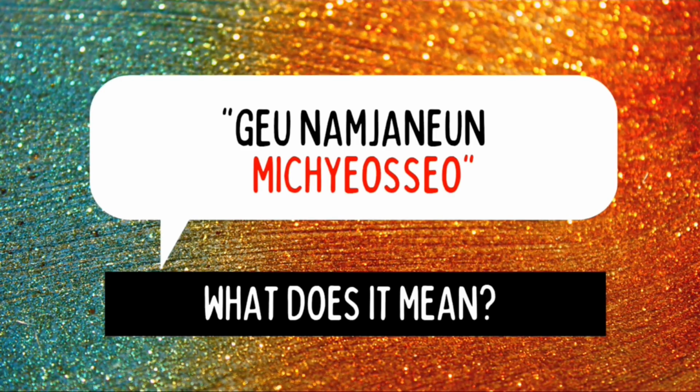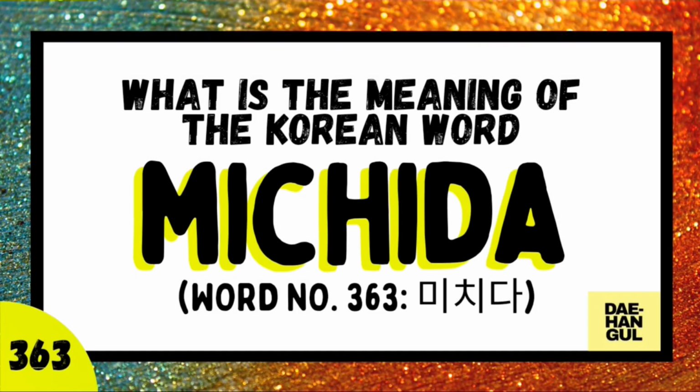그 남자는 미쳤어. What does it mean? If you notice, the word in red letters is 미쳤어. Because today, on One Korean Word a Day here at Dae-Hangul, we're going to learn about Michida. Let's start.